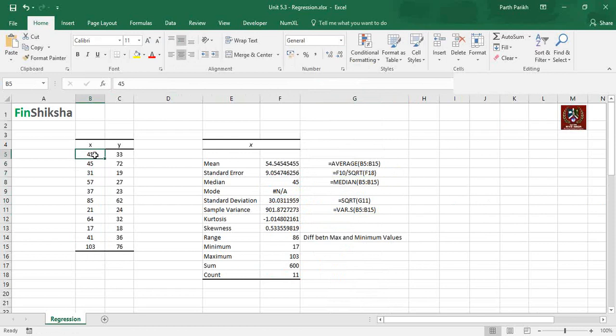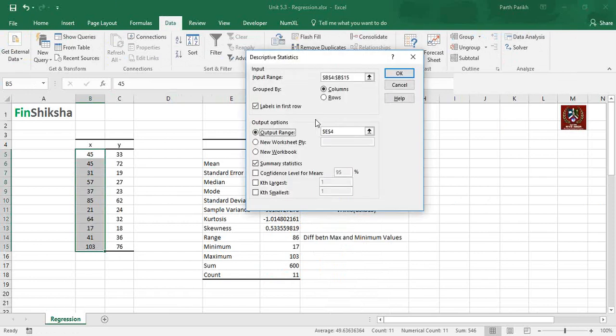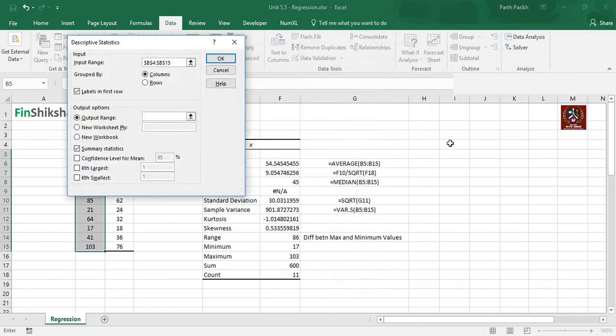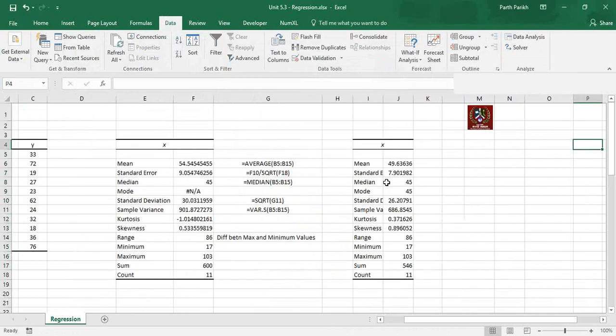So let's do that. I'll select this data set. I'll click on Data, Data Analysis, Descriptive Statistics, same data, but the output range would be different now. Output range would be from, let's say, I4, and I'll click OK and move towards the right. Now you see mode is 45.